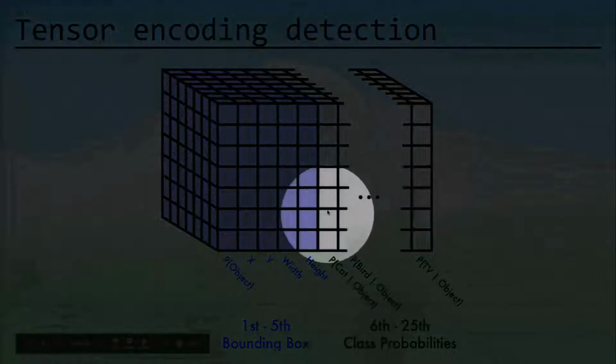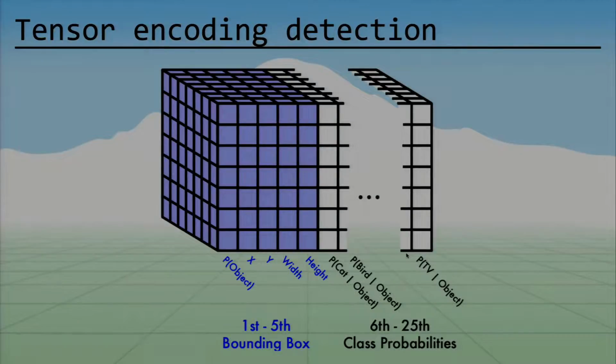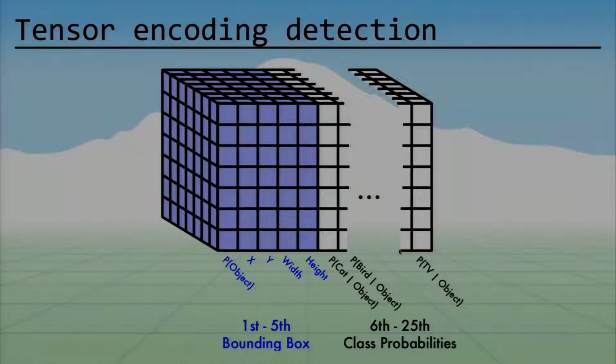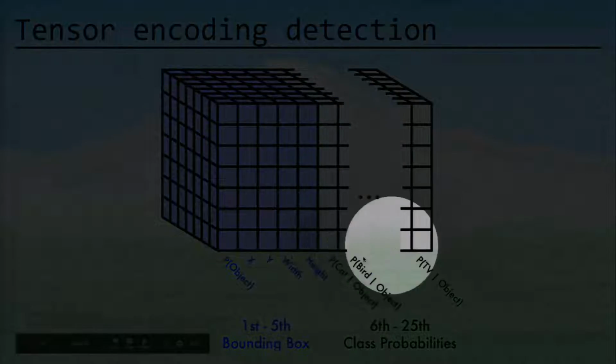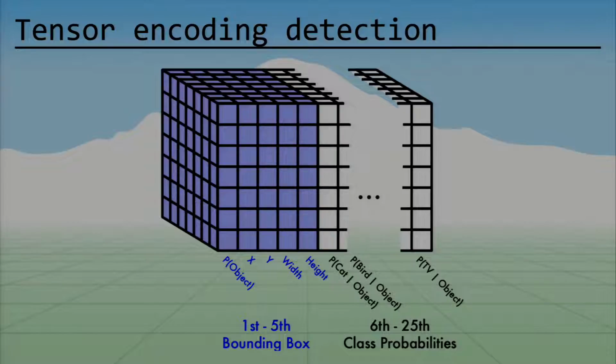And finally, we're going to have a bunch of predictions for our class probabilities. And again, as we talked about, these are the conditional probabilities of, if there is any object here, what object is it? So we have basically each of the classes: cat, bird, dog, television, person, car, etc. For Pascal VOC, this would be 20. There are other data sets where you might have more or fewer objects that you're predicting for or looking for.